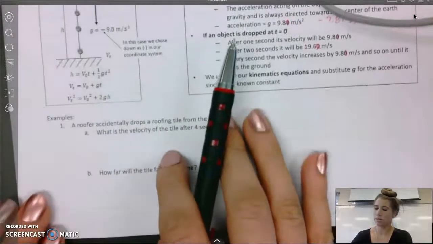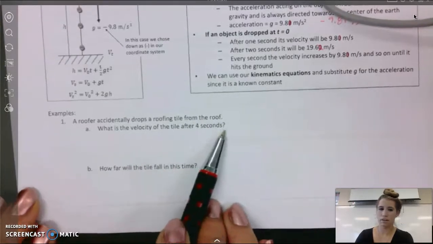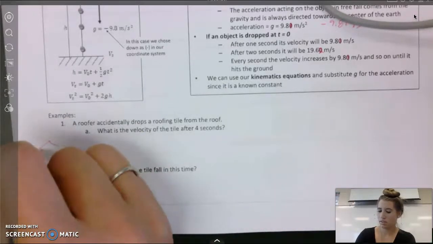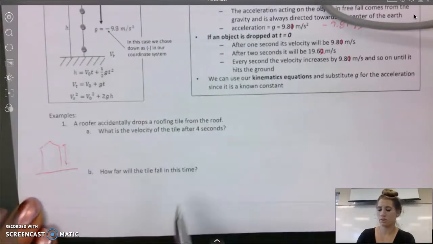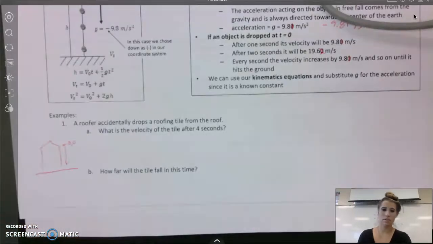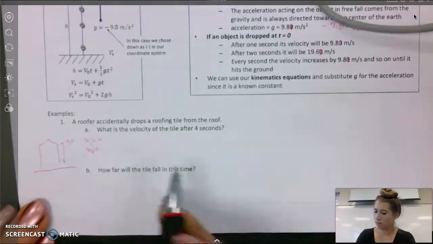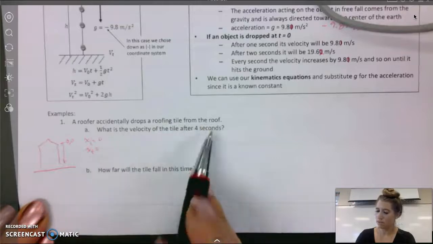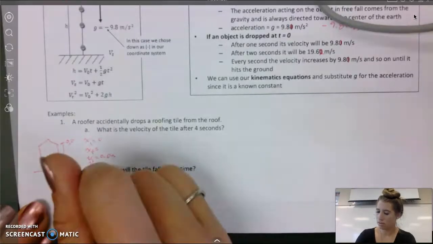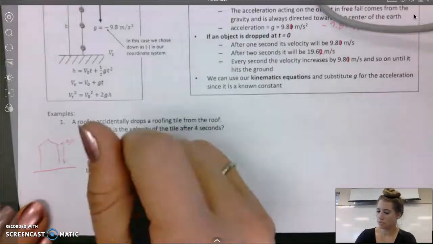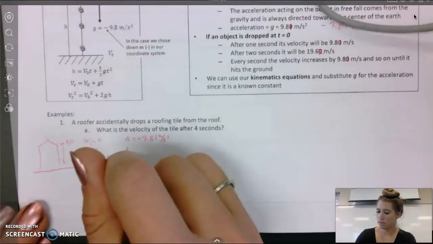So we have a roofer who accidentally drops a roofing tile from the roof. What is the velocity of the tile after 4 seconds? Okay, so we have our tile that's dropped from the roof. Just a quick reminder about kinematics, I'm going to say that this is my origin. Okay, so x initial would be 0, x final, we don't have that information. Velocity initial would be 0. Velocity final, that's what we're solving for. It says, what is that velocity? Acceleration would be negative 9.81 meters per second squared. Time initial is 0.